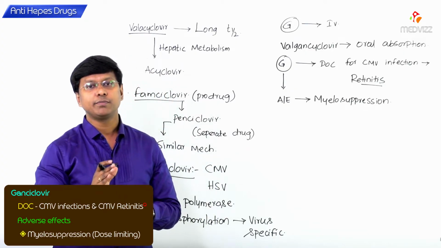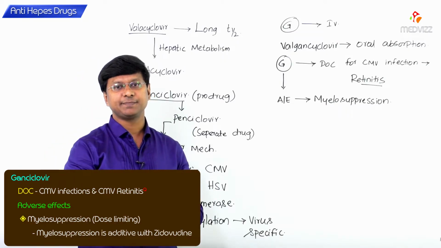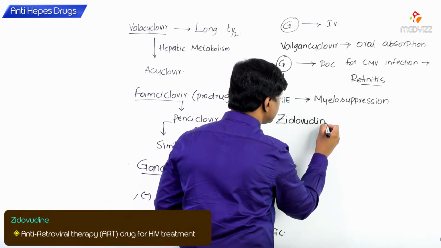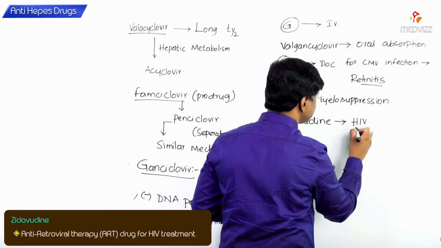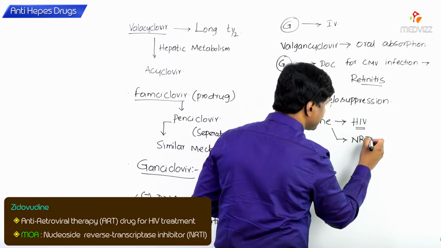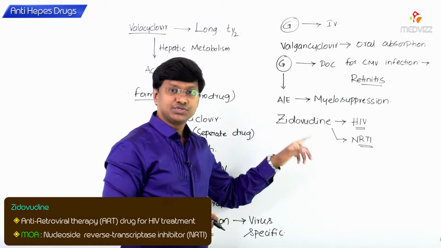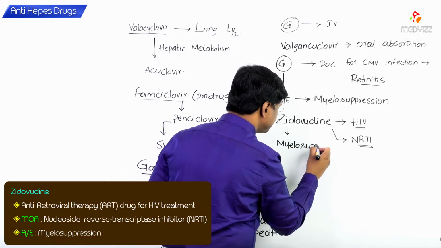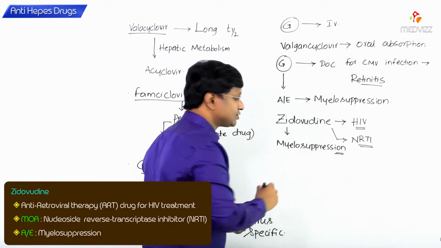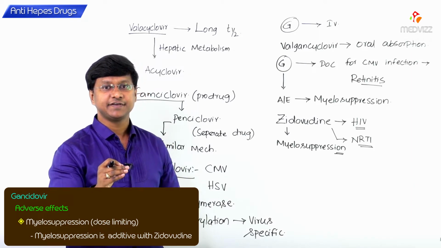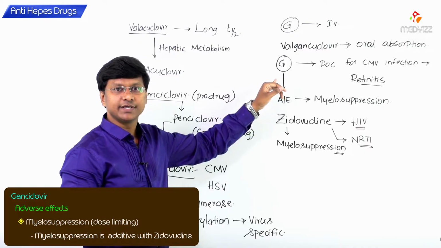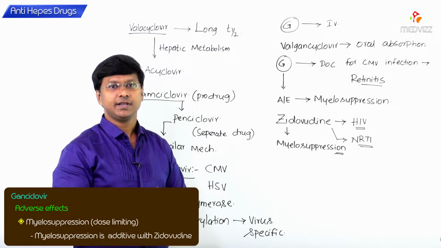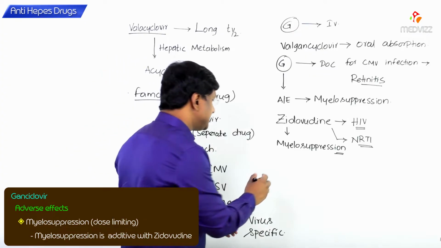Now remember, its bone marrow suppressive action is additive to other myelosuppressive drugs like Cidofovir. Remember, this Cidofovir is an antiretroviral drug, given for HIV infection, and it is one of the nucleoside reverse transcriptase inhibitors, an NRTA. So even Cidofovir causes myelosuppression, that is bone marrow suppression. So remember, the dose limiting adverse effect with Gancyclovir is myelosuppression, and its bone marrow suppressive action is additive to other myelosuppressive drugs like Cidofovir.